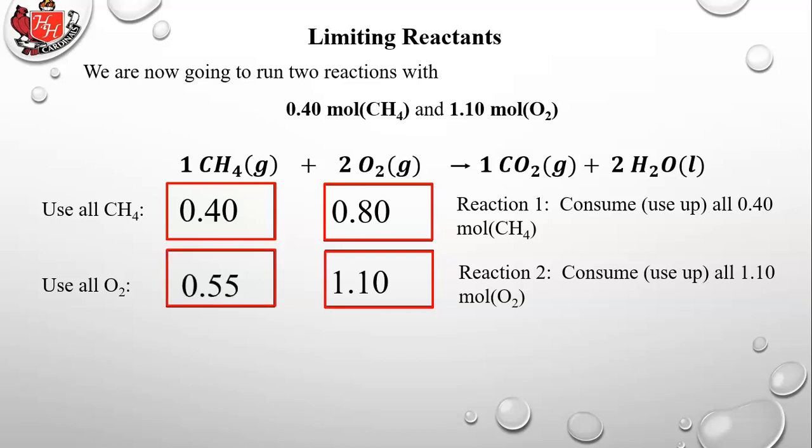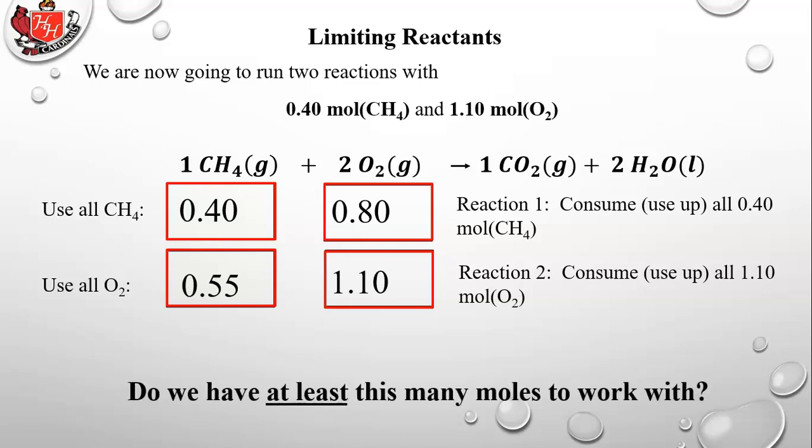So if that seemed not quite clear or a little confusing, just notice that all the relationships are 2 to 1. The chemical equation is 2 oxygen for every 1 CH4. The first row is 0.8 oxygen for 0.4 moles of CH4. That's a 2 to 1 relationship. And the bottom row is 1.1 moles of oxygen for every 0.55 moles of CH4. Again, that's a 2 to 1 relationship.